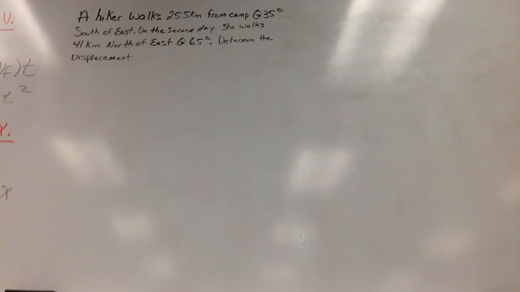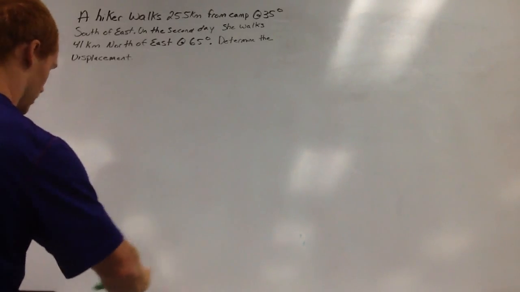On the second day, she walks 41 kilometers north of east at 65 degrees. Determine the displacement. So our first step, we're going to draw triangles. Notice they had 2 different days that they walked, so we're going to have 2 different triangles. First one, I'm doing purple. Second one, I'll do in green.